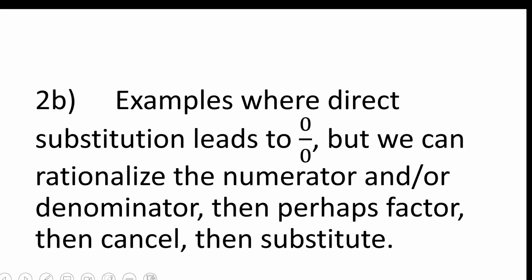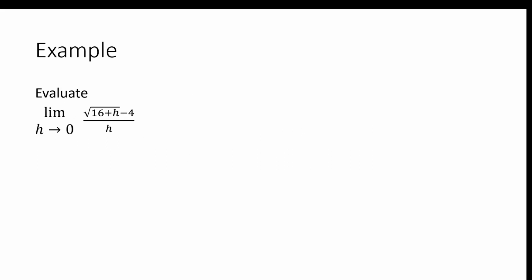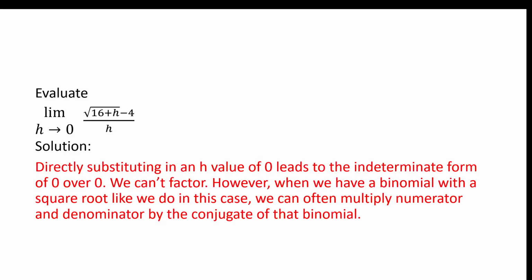Now, sometimes we'll have direct substitution lead to 0 over 0, but we can rationalize the numerator and/or the denominator, then perhaps factor, then cancel, then substitute. So suppose we have the limit as h goes to 0 of root 16 plus h minus 4 over h. Now, directly substituting in an h value of 0 leads to the indeterminate form of 0 over 0. We can't factor. However, when we have a binomial with a square root like we do in this case, we can often multiply numerator and denominator by the conjugate of that binomial.